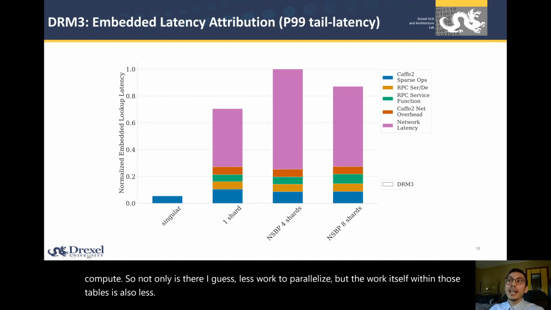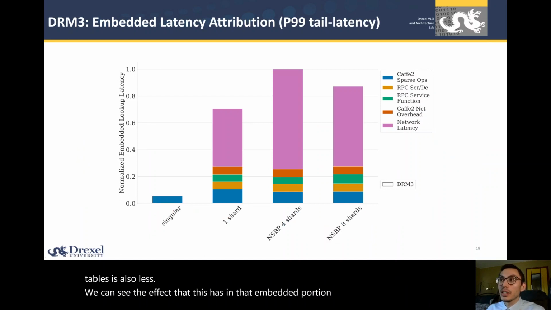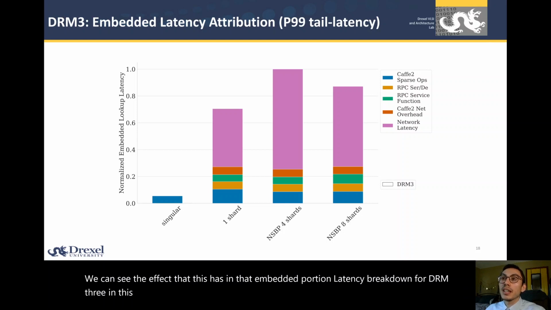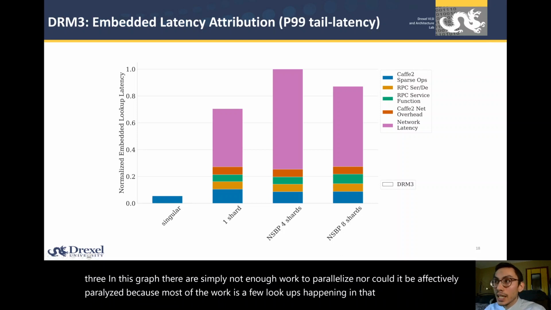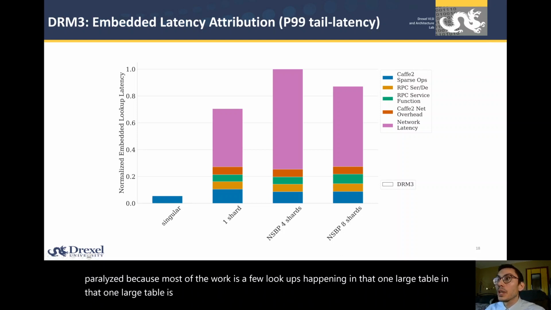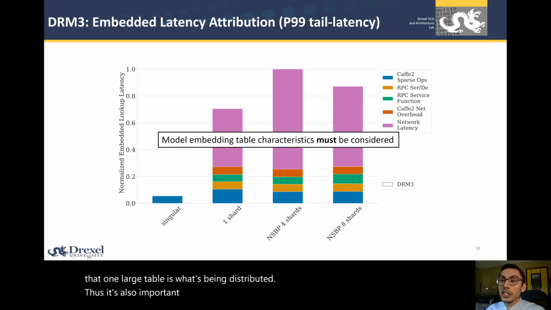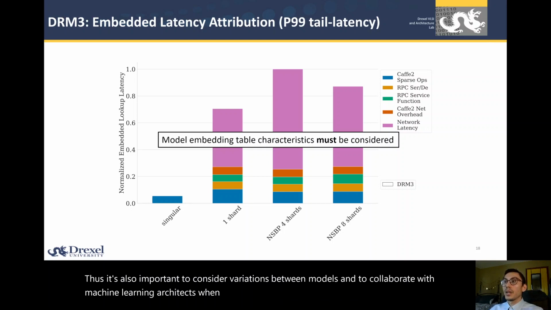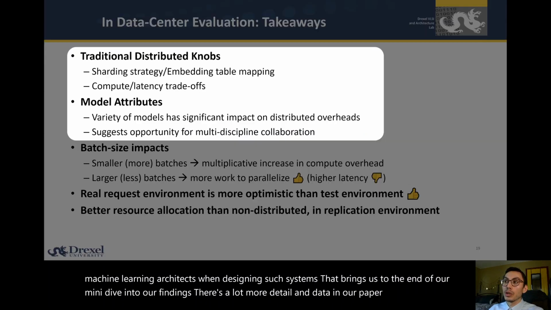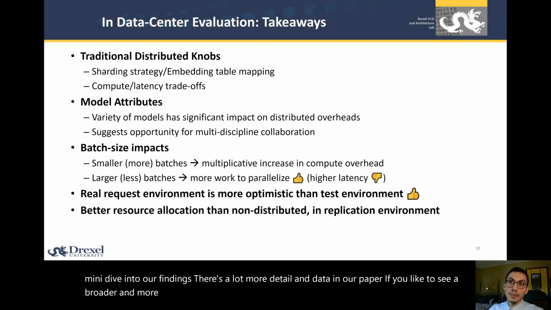We can see the effect that this has in that embedded portion latency breakdown for DRM3 in this graph. There's simply not enough work to parallelize, nor could it be effectively parallelized because most of the work is a few lookups happening in that one large table, and that one large table is what's being distributed. Thus, it's also important to consider variations between models and to collaborate with machine learning architects when designing such systems. That brings us to the end of our mini dive into our findings. There's a lot more detail and data in our paper if you'd like to see a broader and more in-depth analysis.